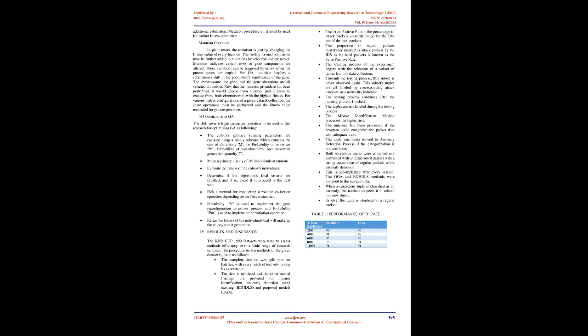Probability Pc is used to implement the gene reconfiguration crossover process and probability Pm is used to implement the variation operation. Retain the fitness of the individuals that will make up the colony's next generation.